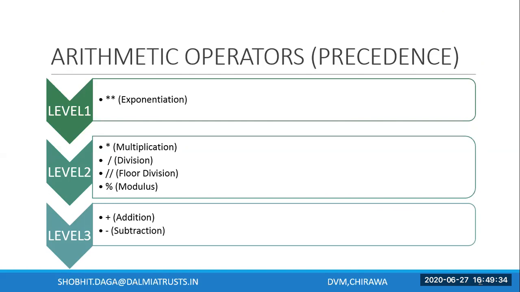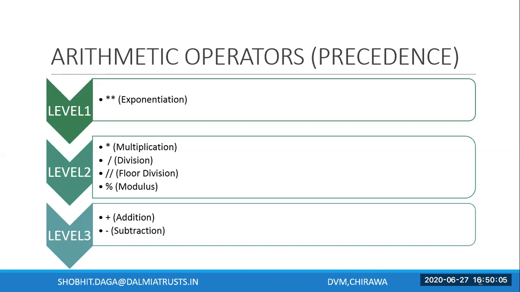An operator, as the definition suggests, is supposed to work on operands. Operands for arithmetic operators will always be numeric values. To do any arithmetic operations, you need numeric values. So for all the arithmetic operators we have, we will be working on numeric values. There are 7 arithmetic operators: exponentiation, multiplication, division, floor division, modulus, addition, subtraction.